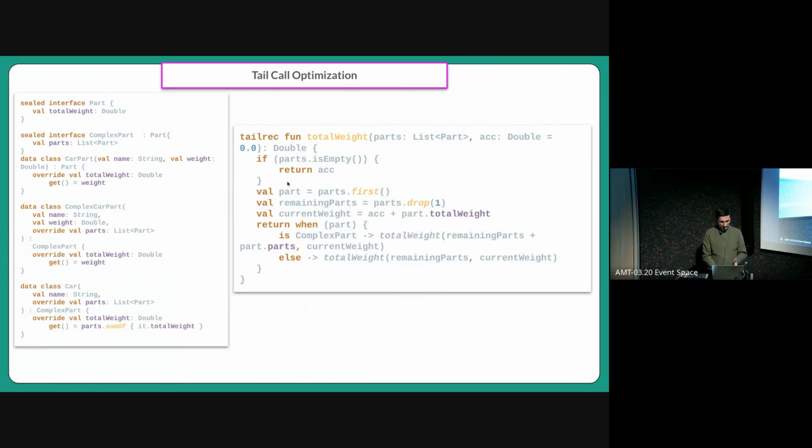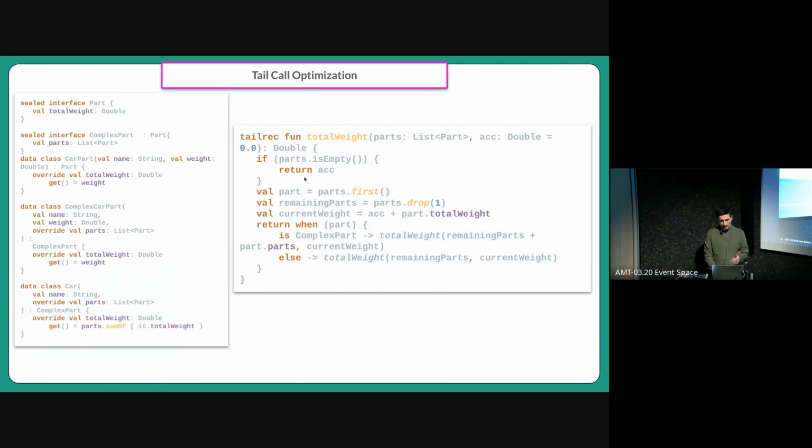So in this example, I have created data classes that represent the car, a complex part, and a part. All of these different data classes contain the weight, and the recursive function that I created will sum all the weights. The only goal is to give us the weight of the car.